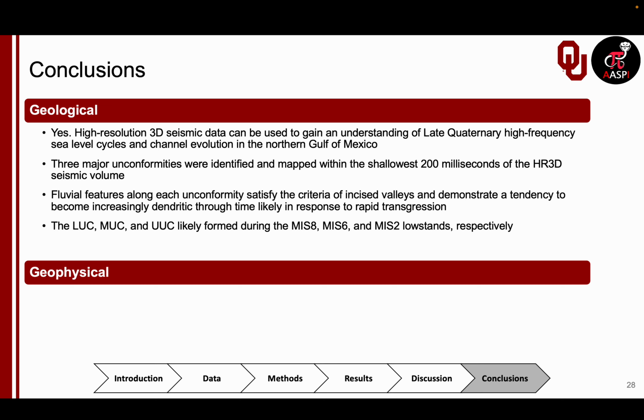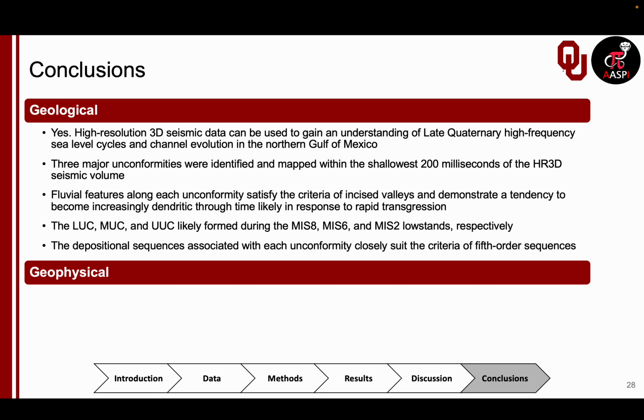We correlated the LUC, MUC, and UUC to the MIS-8, MIS-6, and MIS-2 low stands, respectively. And then finally, the depositional sequences associated with each unconformity closely suit the criteria of fifth-order sequences.